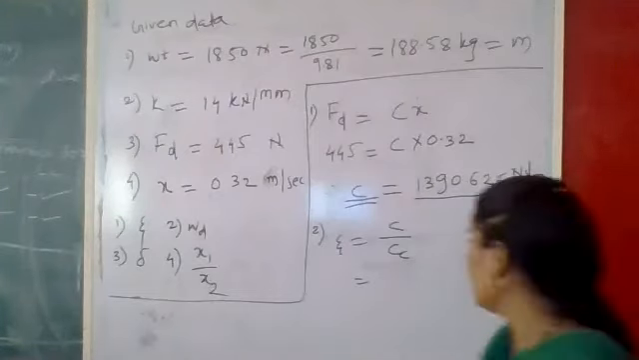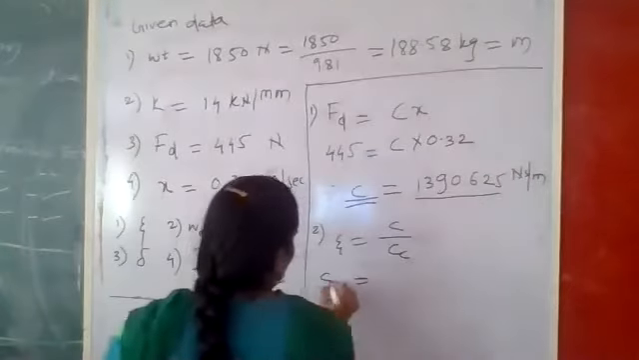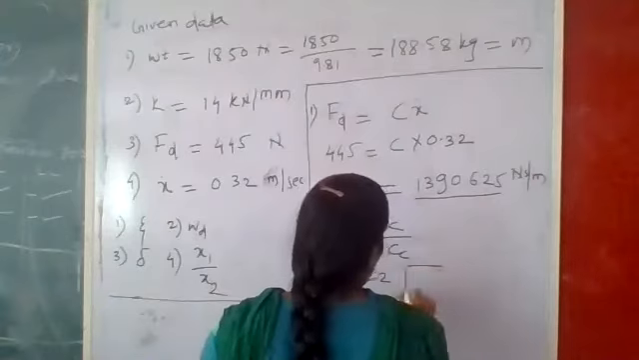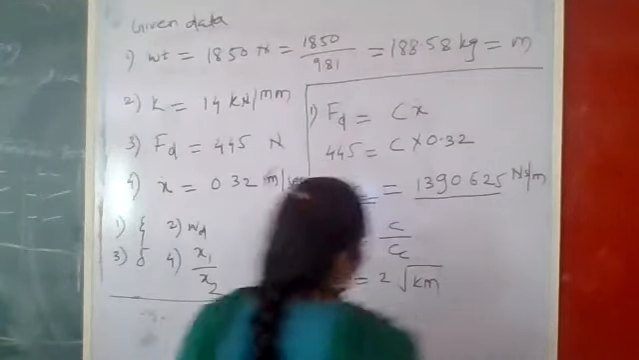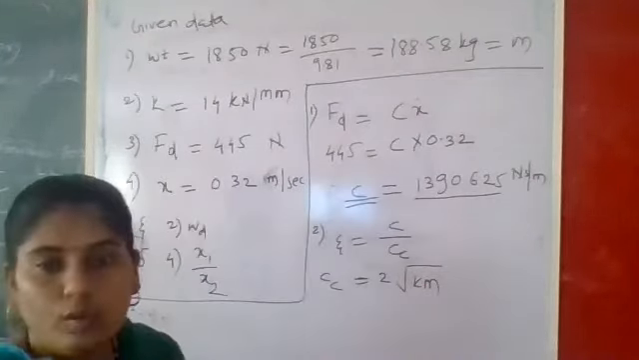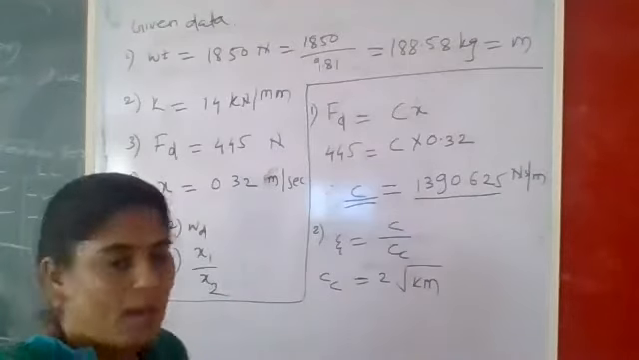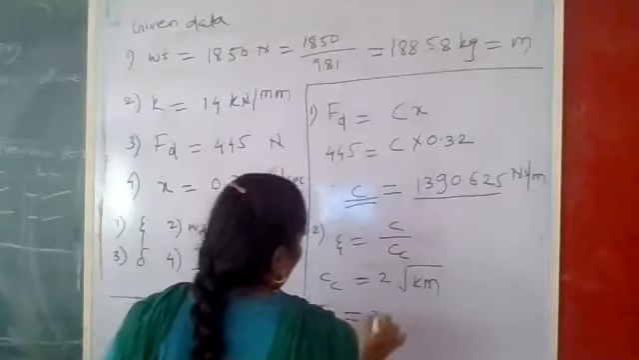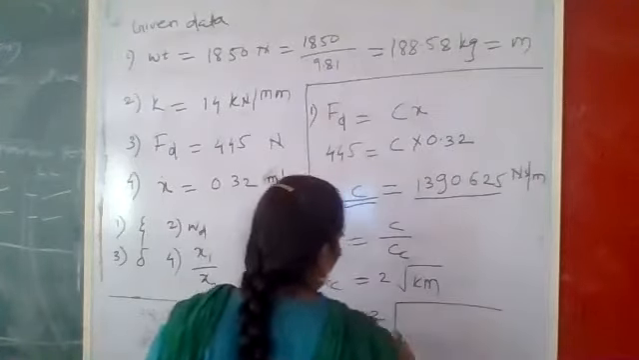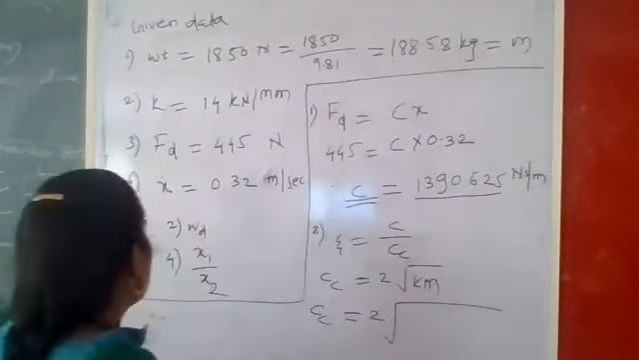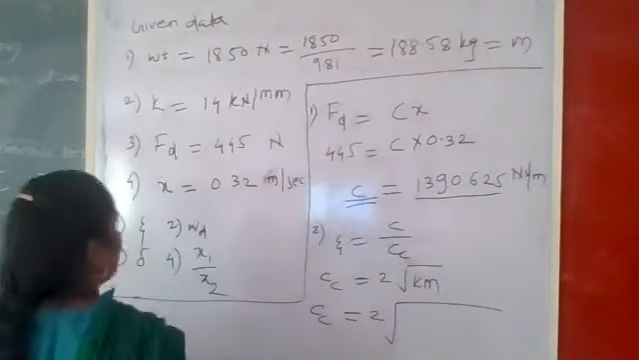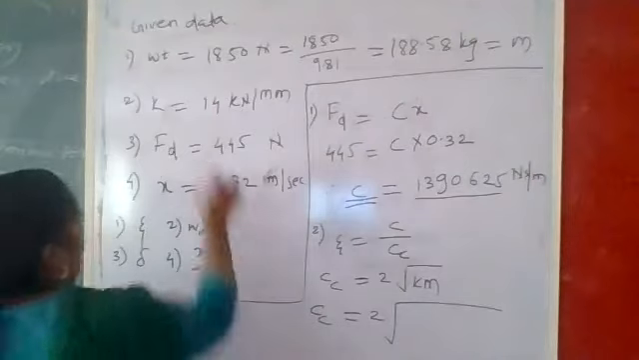How to calculate Cc? For that purpose, we already know Cc is equal to 2 into root of Km. So put this value in, 2 into root of Km. What is Cc? You tell me. What is K? That K value is 14 kilonewton per mm. We have to convert it into Newton per meter. How will it be?